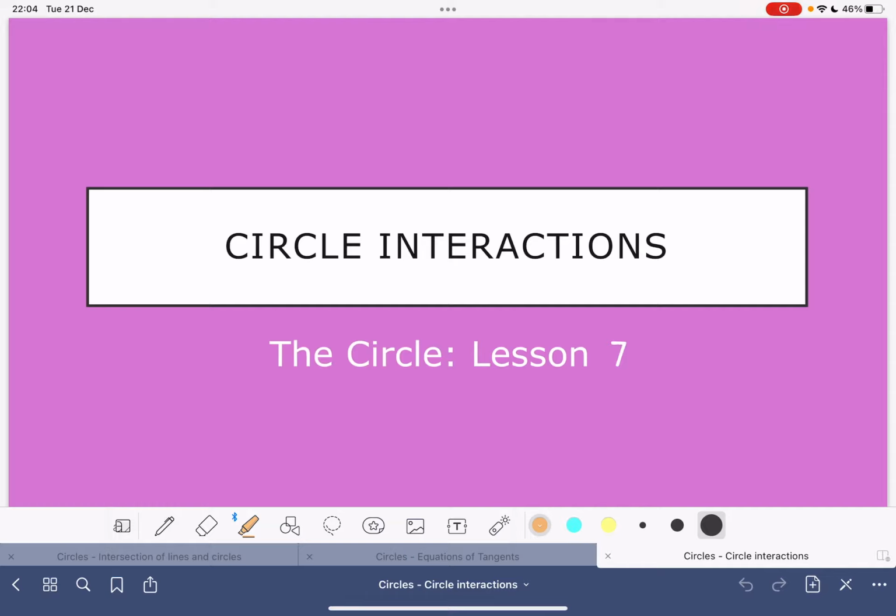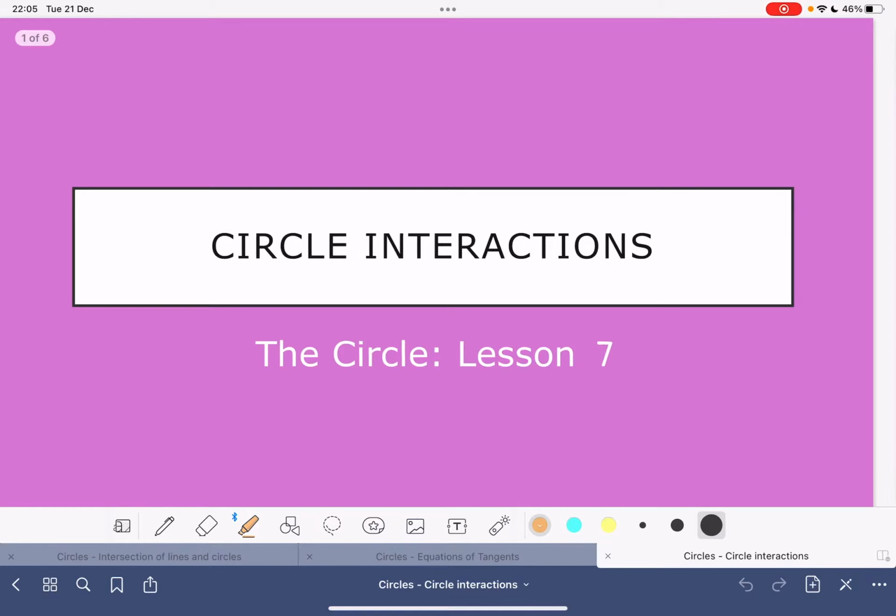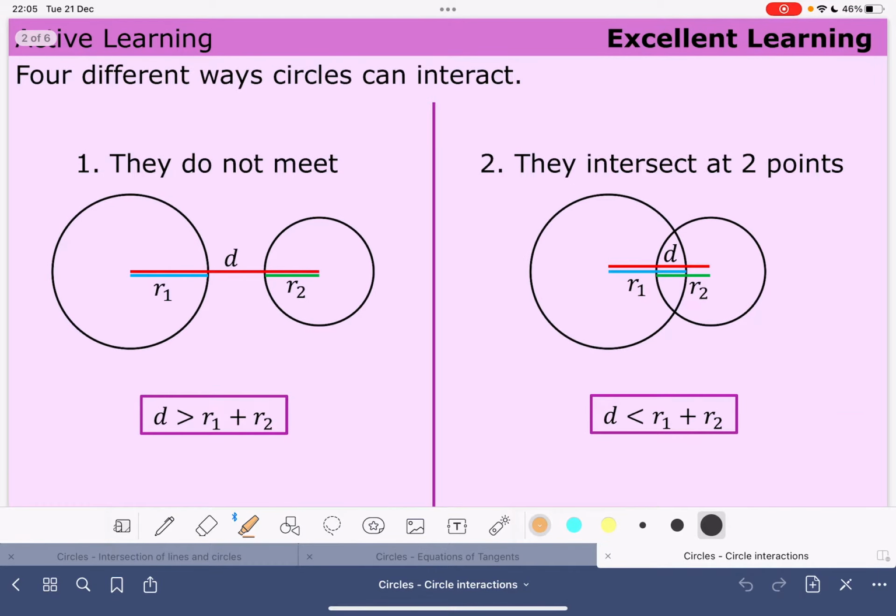This is lesson 7 and what we're looking at this time is circle interactions and the ways in which circles can interact with one another, and really we're looking at 4 cases. As I go through these, again you might want to pause the video and just copy the diagrams into your notes jotter, and then listen to me talk you through each of the examples so you understand what it is we're actually comparing in terms of how these circles meet.